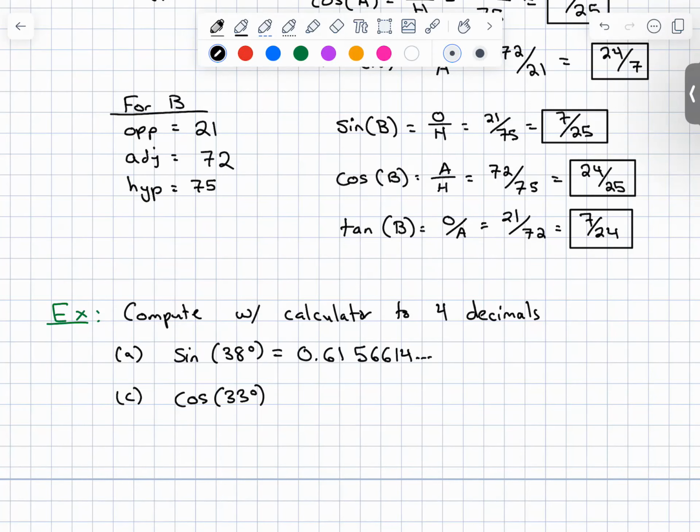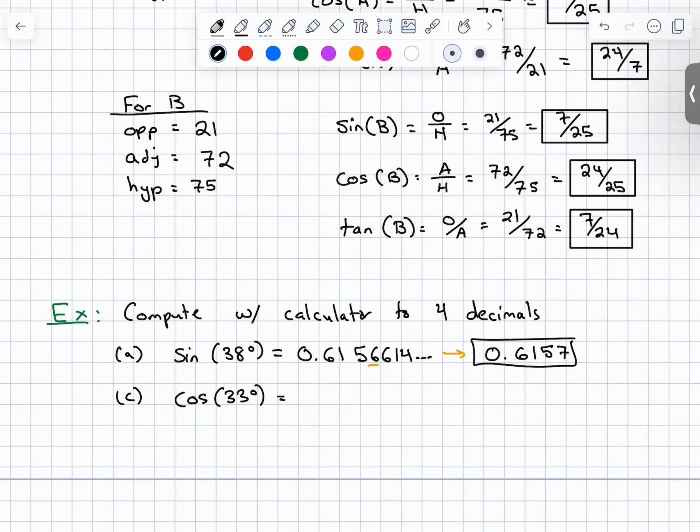So the 4th decimal is that 6. That's the tens, hundreds, thousands. That's the 10,000th place. So looking at the number to the right of it, it is a number larger than 5. So we will round up. So we will get 0.6157 as our answer.